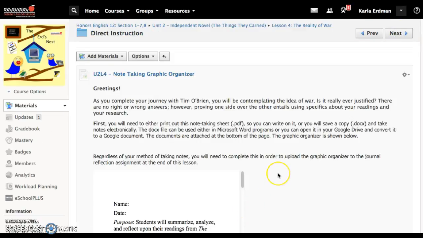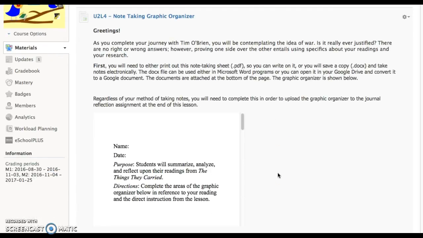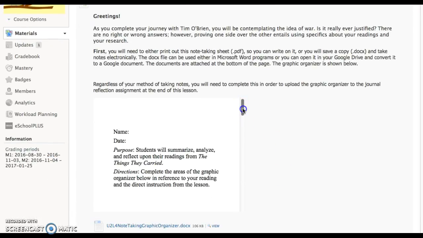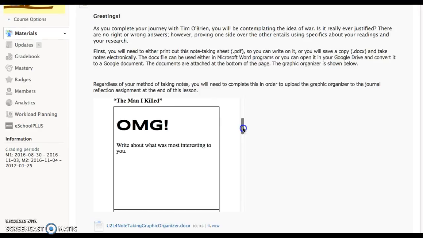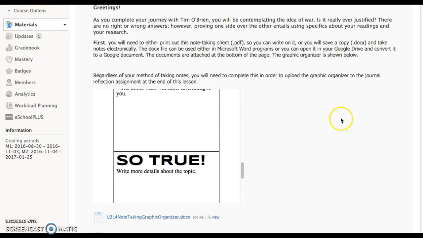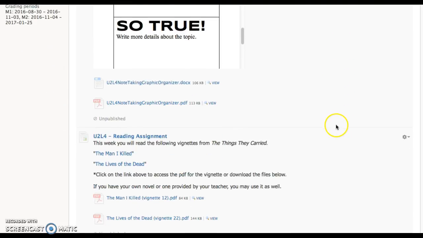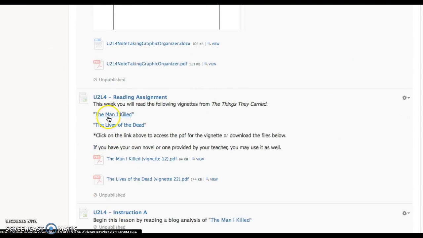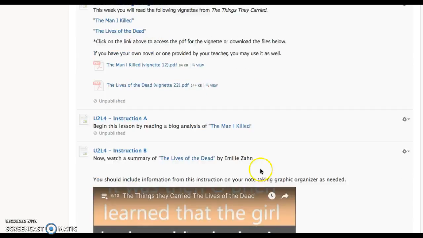You have a graphic organizer to take notes. Again, this will deal with the vignettes in your reading assignment. A little different graphic organizer than you've had before. Your reading assignments are The Man I Killed and The Lives of the Dead. Again, here are your PDFs.